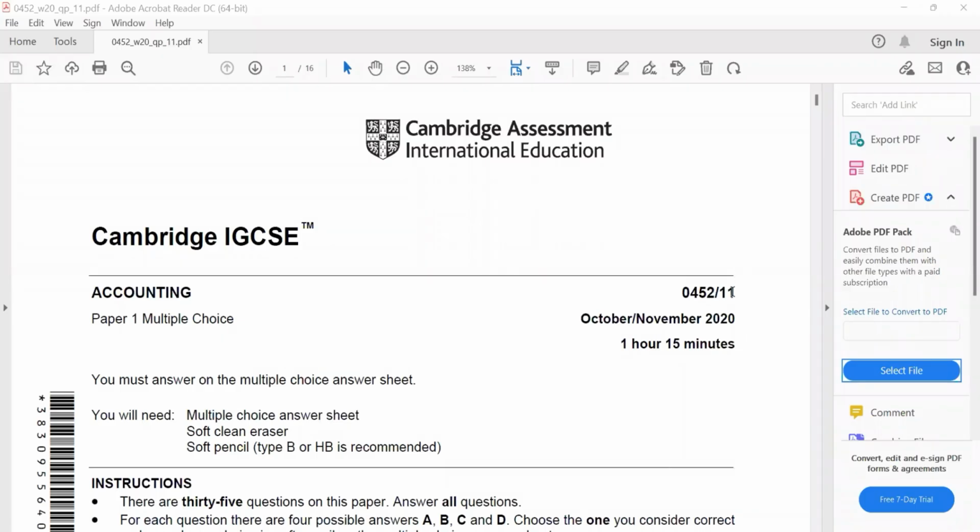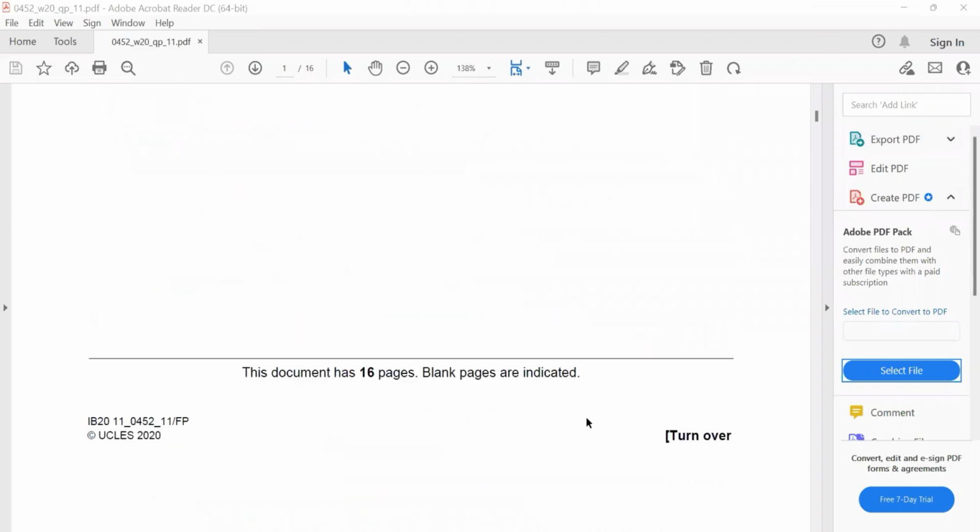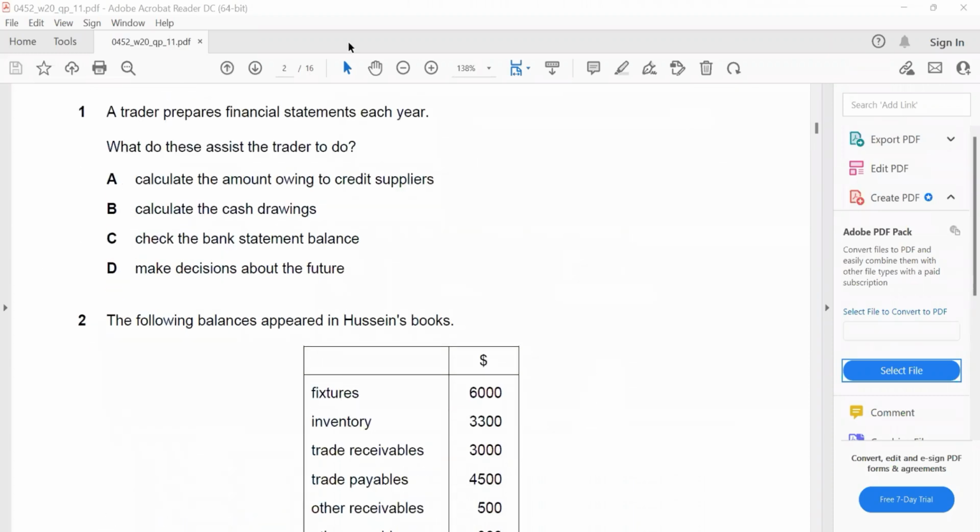This paper is Paper 11, October/November 2020, IGCSE Accounting, multiple choice questions. Okay, the first question.